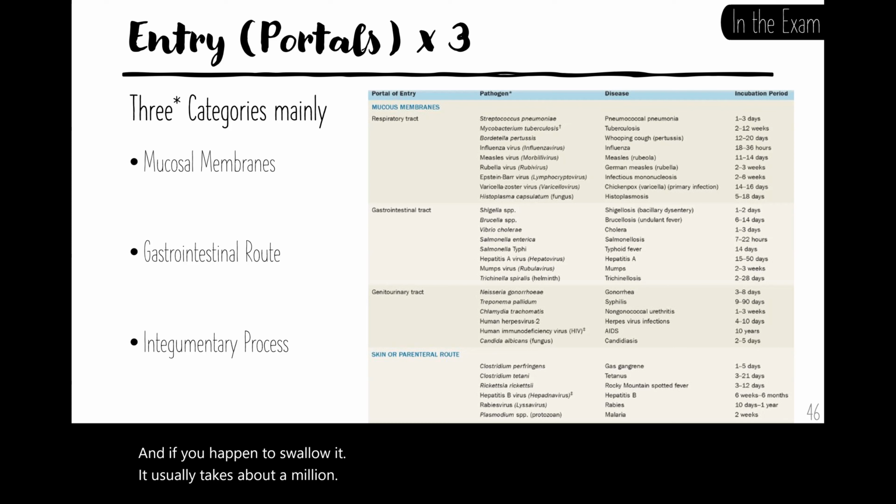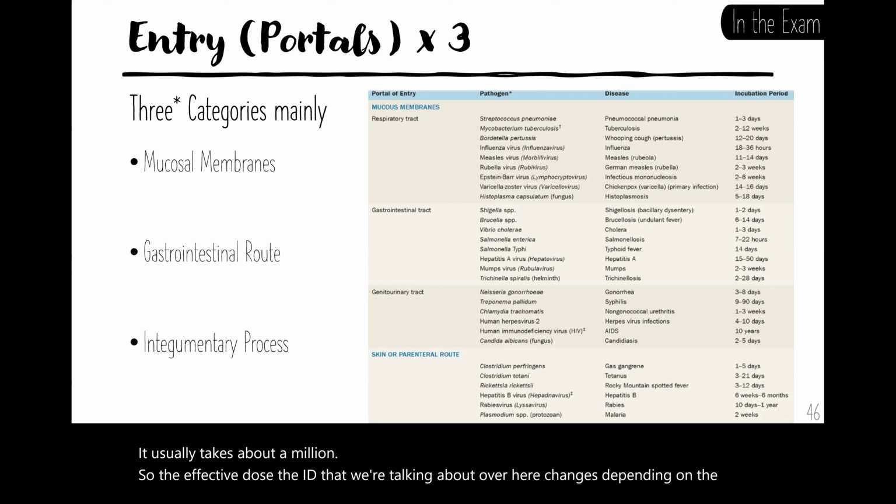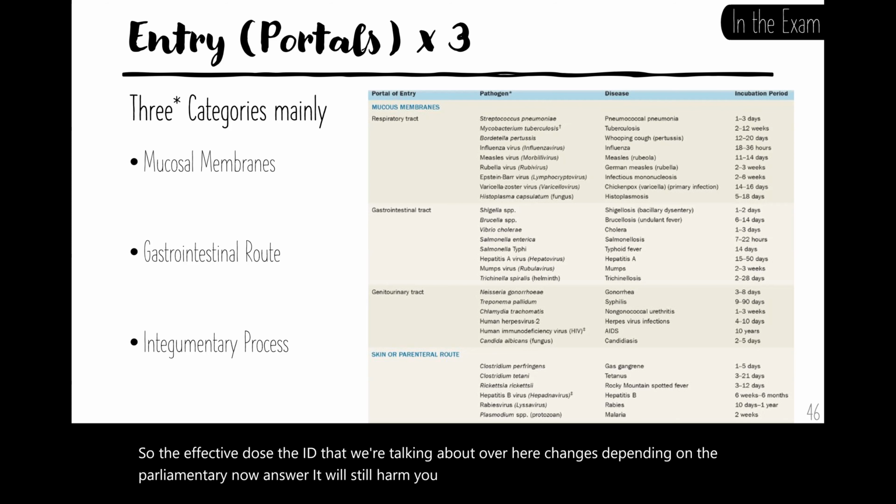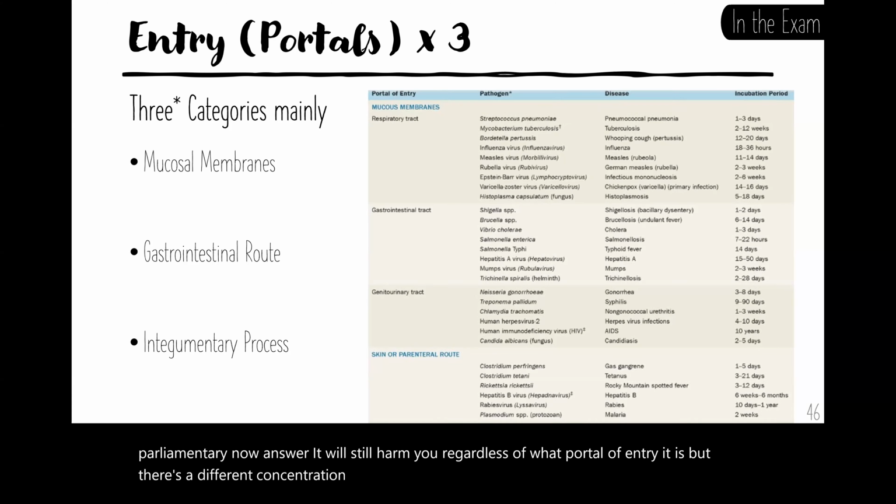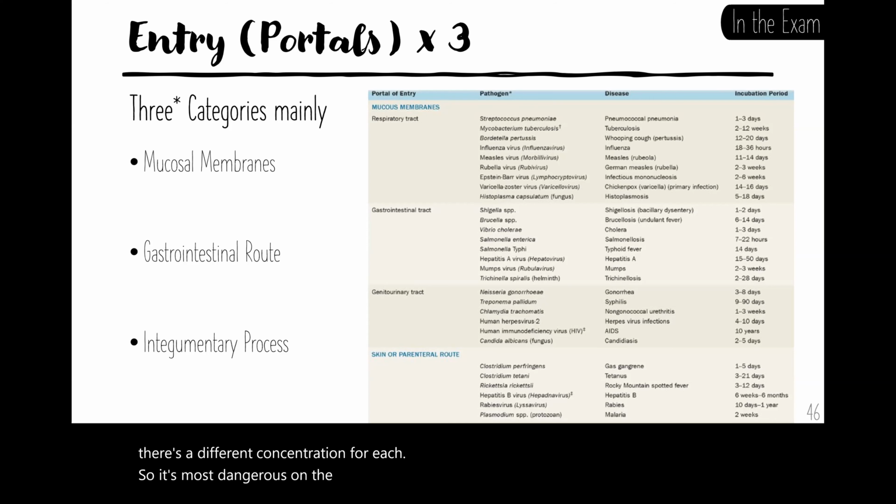So the infective dose, the ID that we're talking about here, changes depending on the portal of entry. Now, anthrax will still harm you regardless of what portal of entry it is, but there's a different concentration for each. So it's most dangerous on the skin. An ID50 of just 10, in this case, is incredibly dangerous.